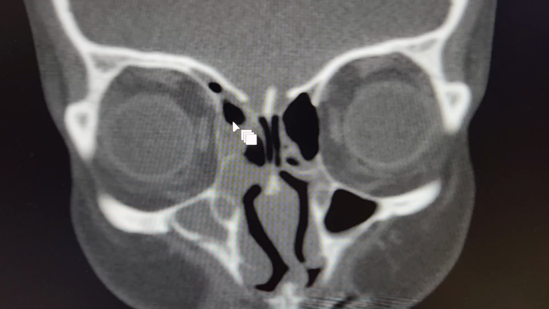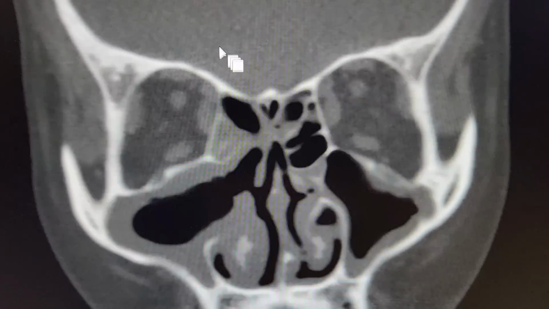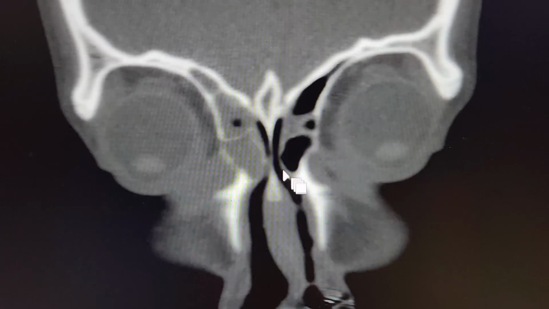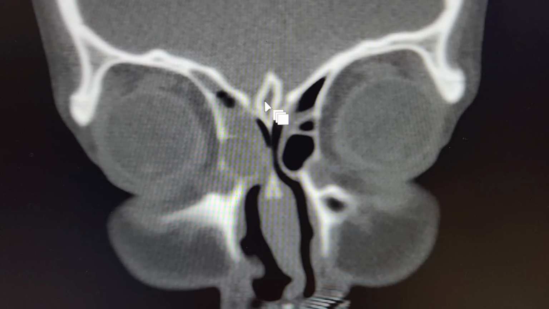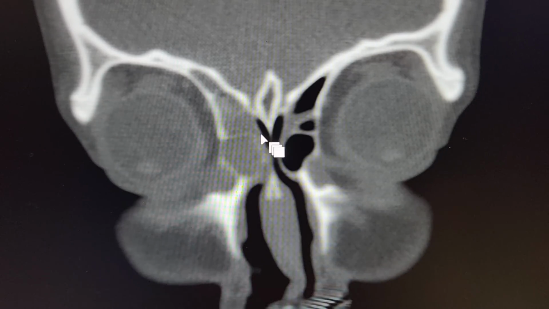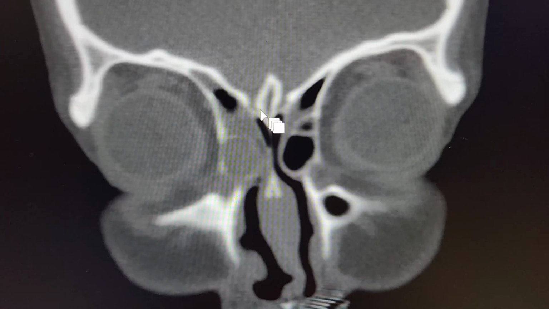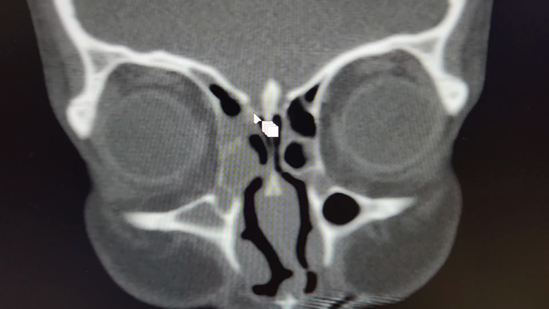Behind that, at that level, behind the posterior wall of the frontal sinus, you can start seeing the crista galli over here. So that's the crista galli, and then this is the cribriform plate down there, the medial and the lateral lamella. That's the crista galli, that's the medial and that's the lateral lamella of the cribriform.